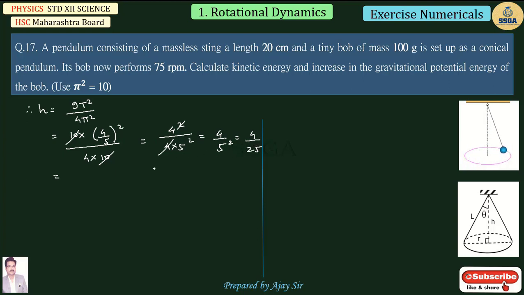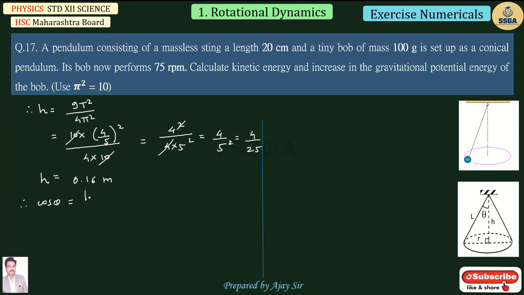So after that calculation, you will get 4 upon 25, that is 0.16 meter. So this is the height H. So now once you know that height H, then we will find by using again the same geometry from the second figure. So this figure. So therefore cos of theta. So what is cos theta? H upon L.